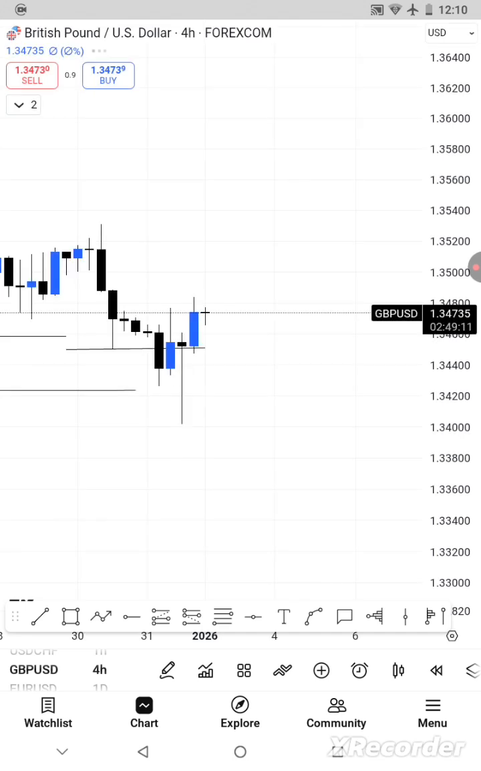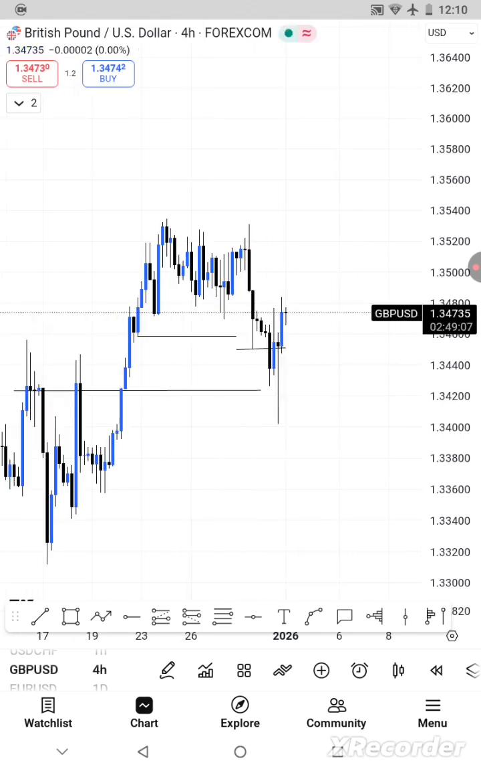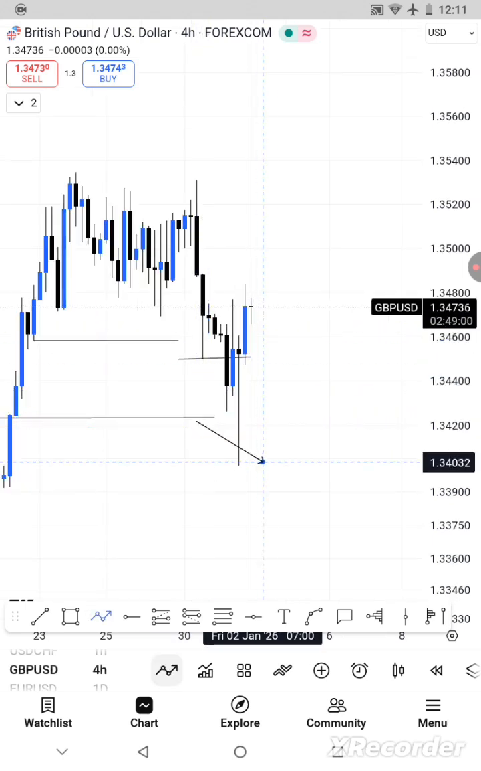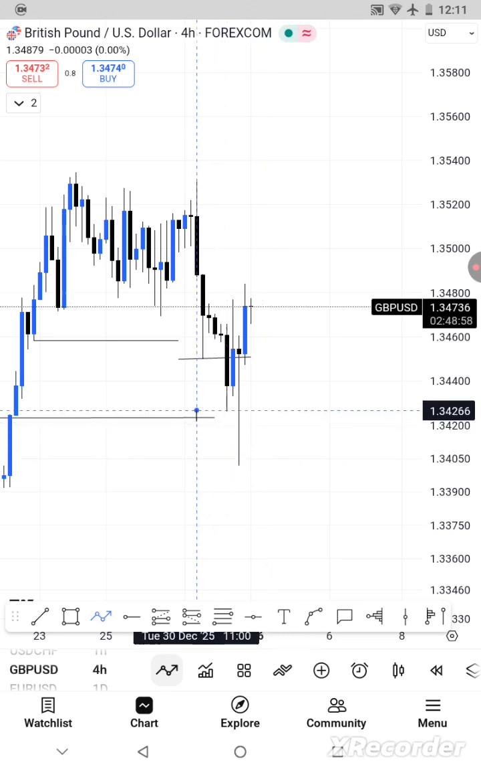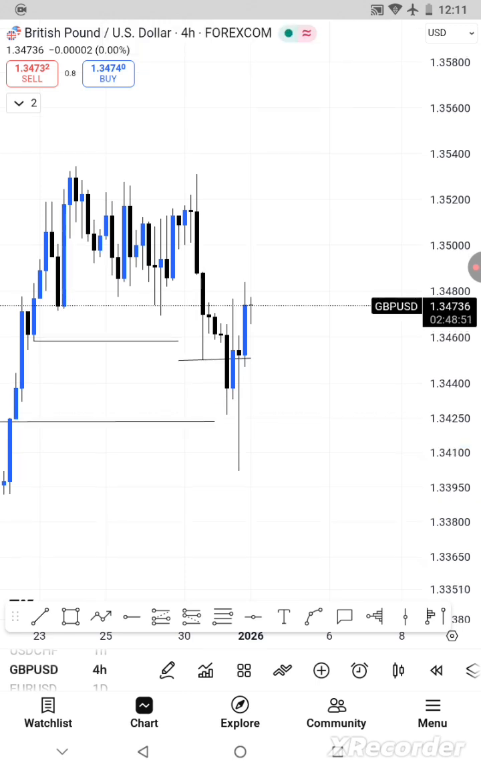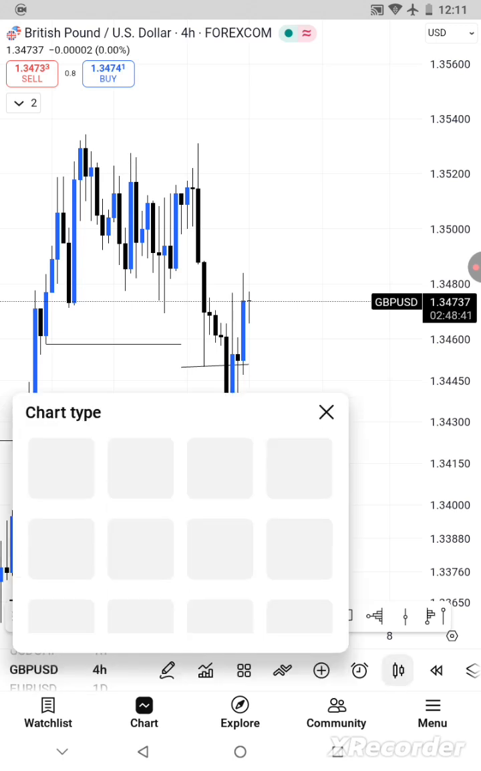So this is the POI of the daily time frame. Right now, what can we see? We will see what we call a breakout.